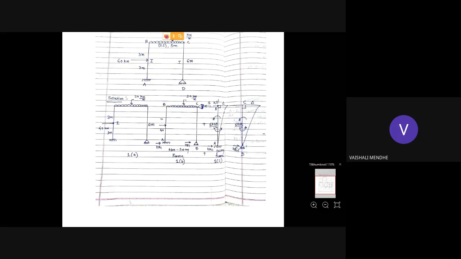So draw this frame in your copy, okay, and consider the moments and carry out the analysis. Then you have to find out, again with the same process, HA2 and HD2. Okay, and then we'll find out the sway force. One by one we will see how to carry out this analysis.